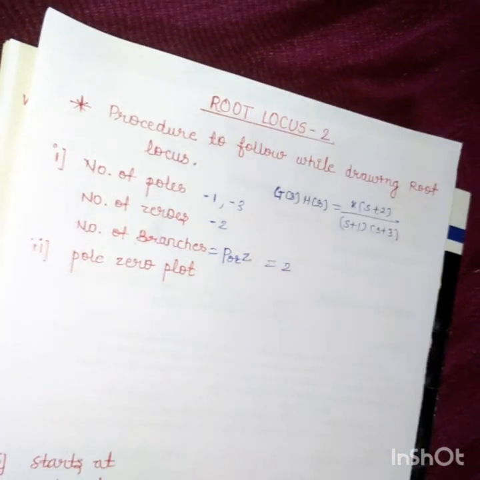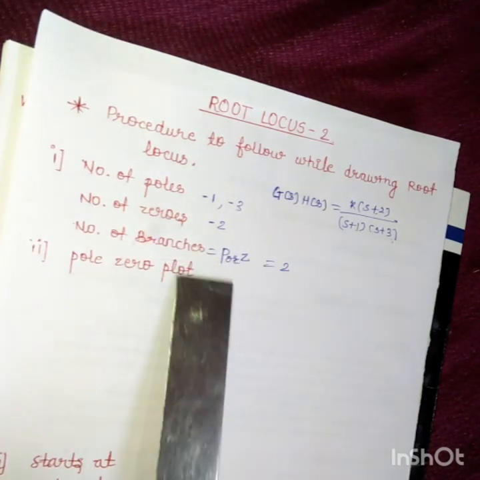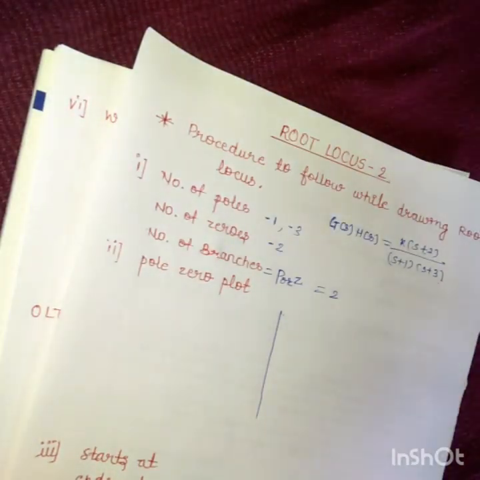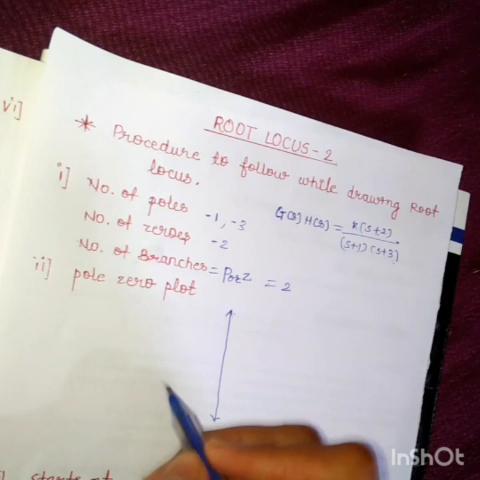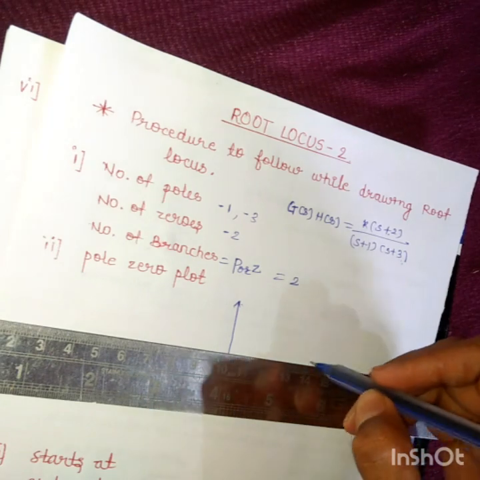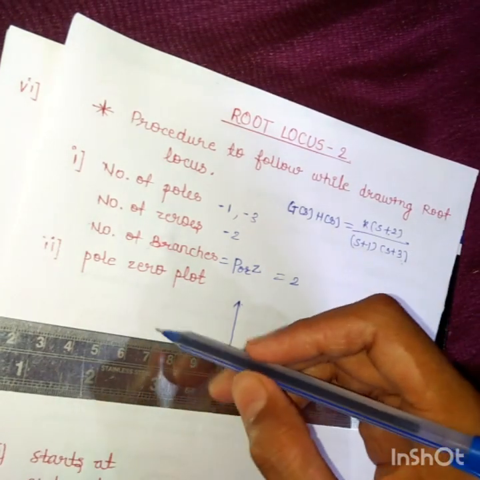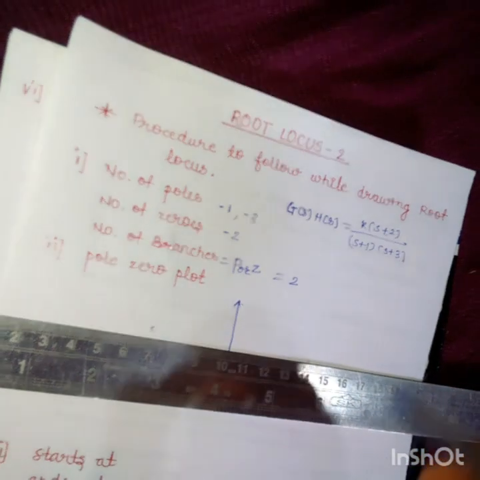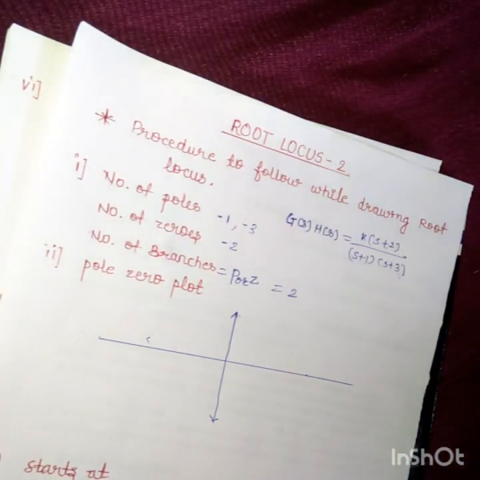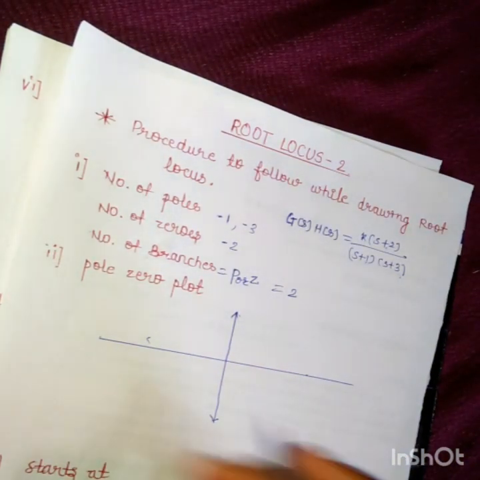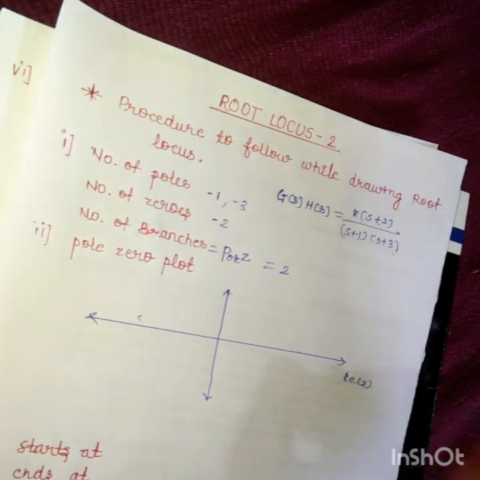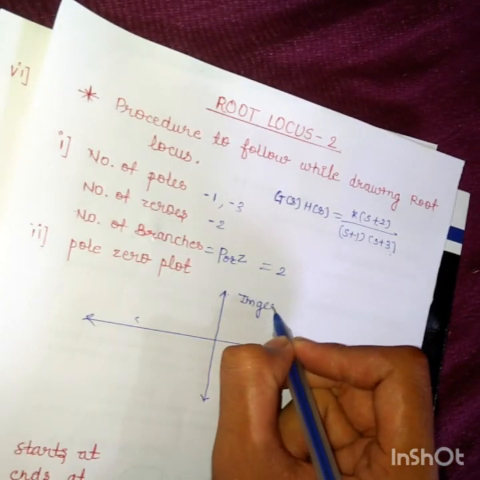Now the second step is to draw a pole zero plot. So let's draw a pole zero plot. So this is our pole zero plot. This is the real of s and this is the imaginary of s.